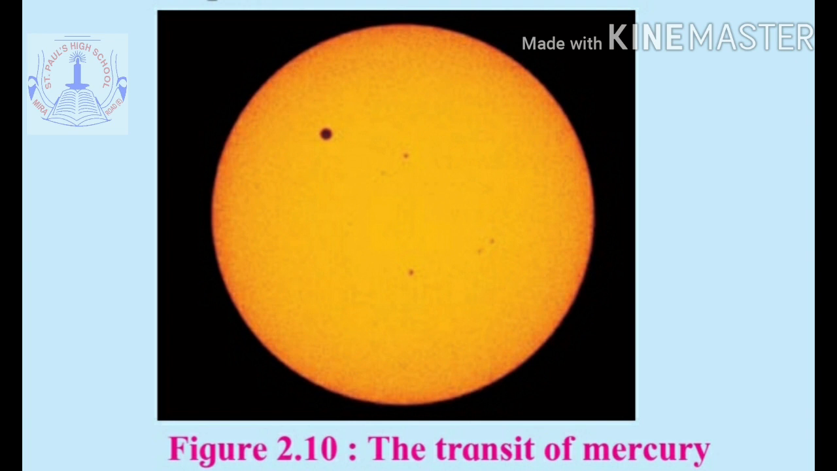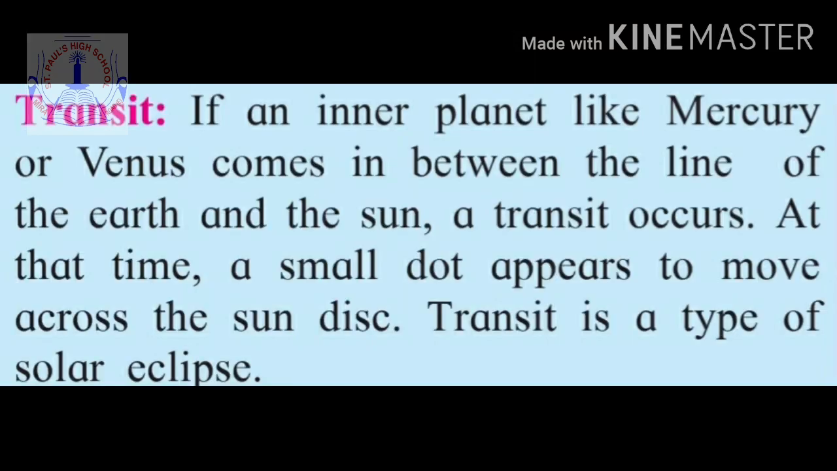Now let us see what is transit. This is the transit of Mercury seen by NASA. What is transit? If an inner planet like Mercury or Venus comes in between the line of the Earth and the Sun, a transit occurs. At that time, a small dot appears to move across the Sun disk. Transit is a type of a solar eclipse.